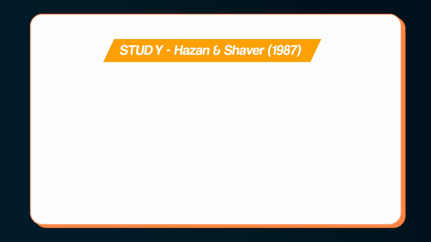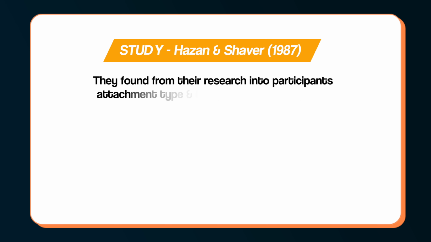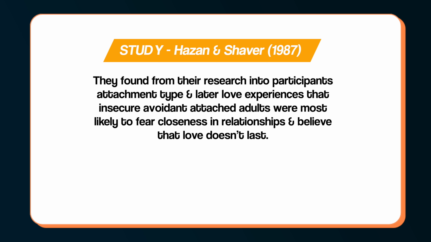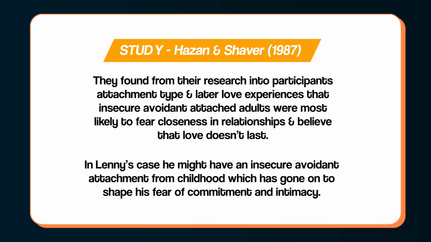Or you could write about a piece of research, such as Hazan and Shaver's love quiz, where they found from their research into participants' attachment type and later love experiences that insecure avoidant attached adults were most likely to fear closeness in relationships and believe that love doesn't last. In Lenny's case, he might have an insecure avoidant attachment from childhood, which has gone on to shape his fear of commitment and intimacy.